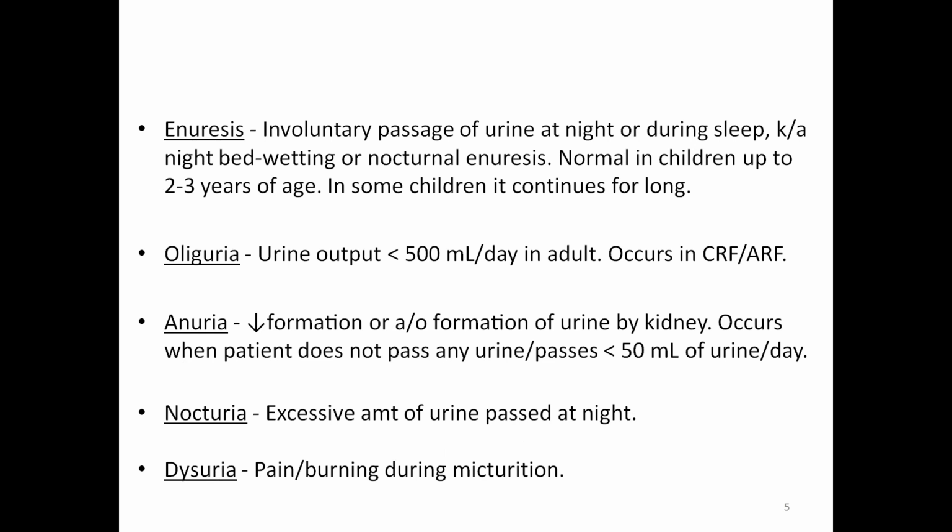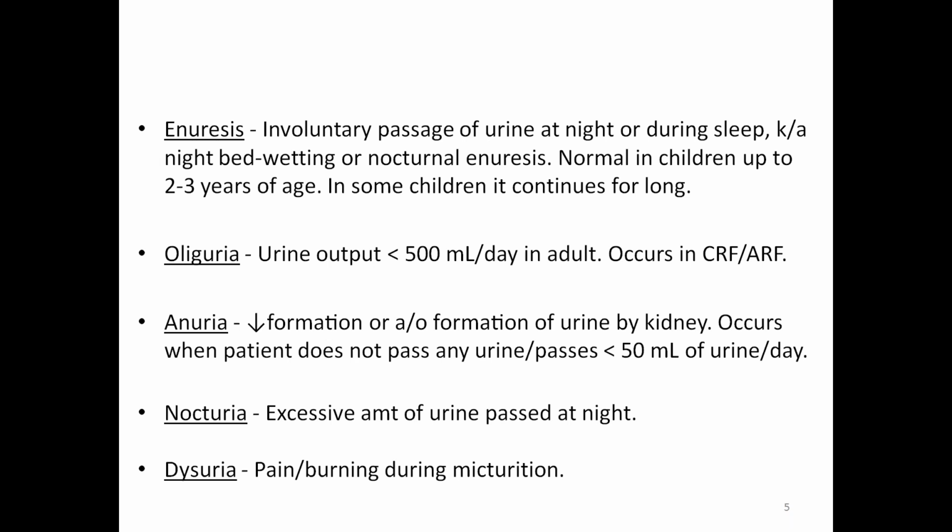Then what is enuresis? That is involuntary passage of urine at night or during sleep. It's also called night bedwetting or nocturnal enuresis. It's normal in children up to the age of 2 to 3 years. In some children, however, it takes a little longer for them to be able to have bladder control during nighttime.